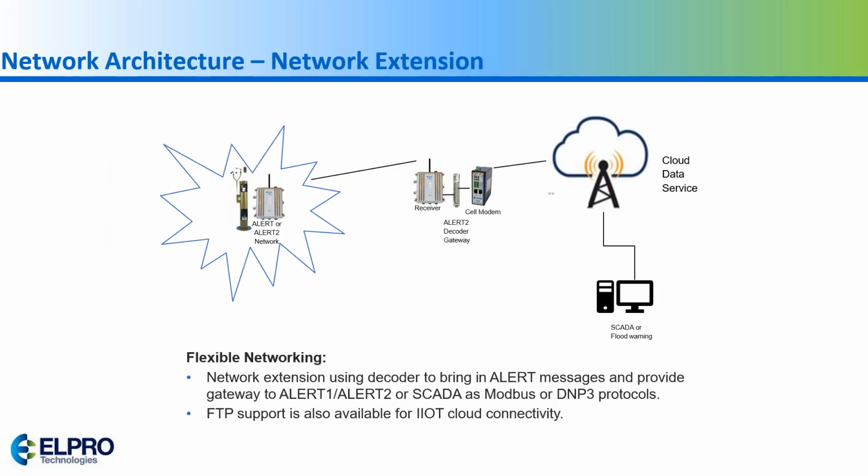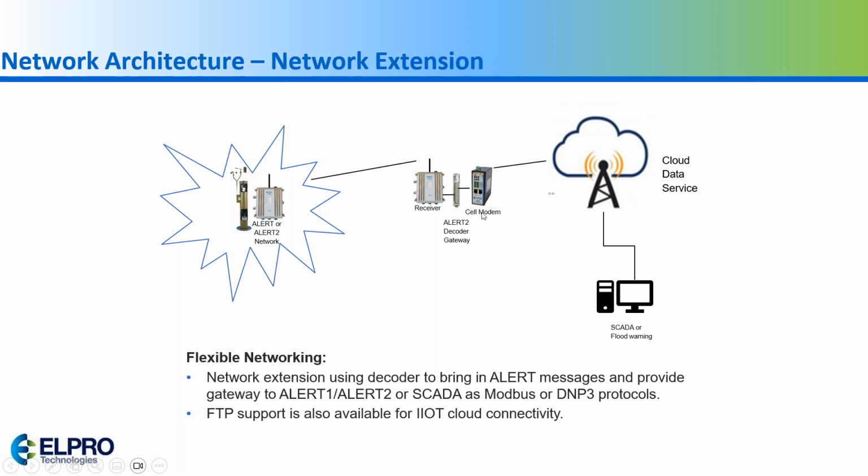So for a system to work, you have to have 3 different pieces of equipment. You have one that is a transmitter out in the field, that is a field unit. You have the receiver that has the output of the ALERT2. And then in our case, we're able to do a decoder that brings in that ALERT2 streaming information and then be able to convert that into another protocol.